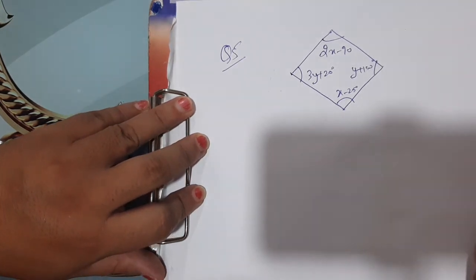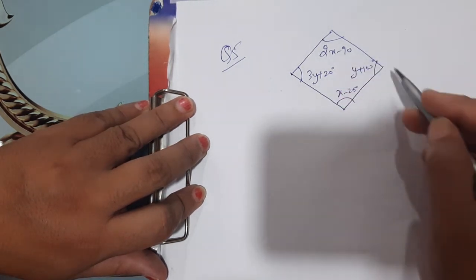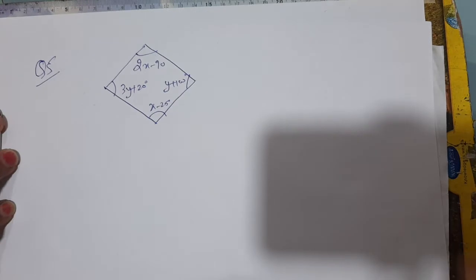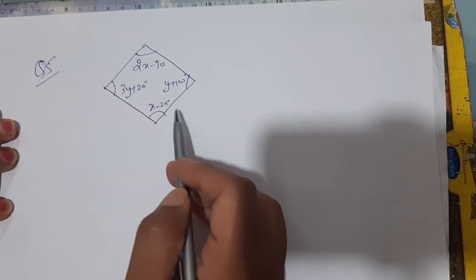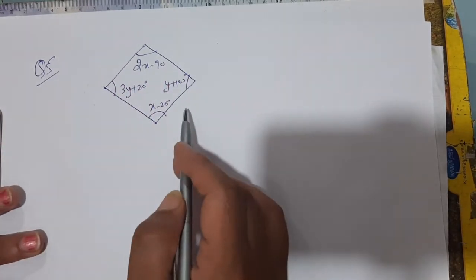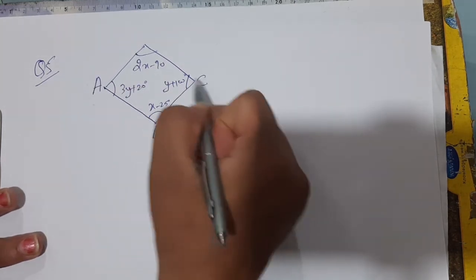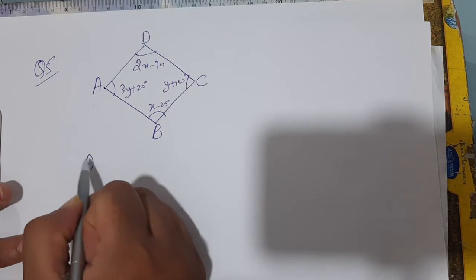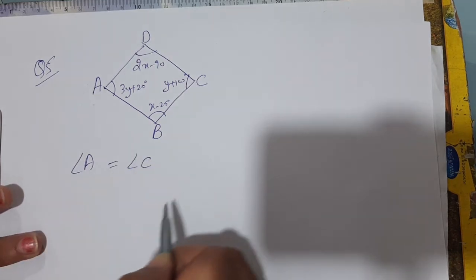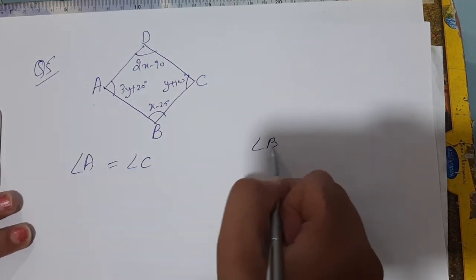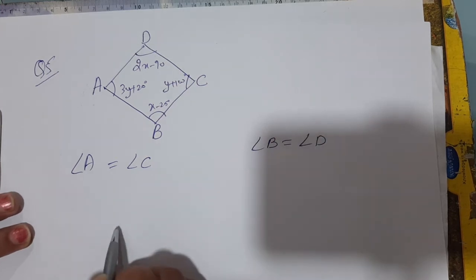Now, he wants you to find these angles, and he is saying that this figure is a rhombus. So, what do you know? If this figure is a rhombus, then what happens in the rhombus? In the rhombus, all the opposite angles are equal. So, the value of angle A will be equal to angle C, and the value of angle B will be equal to angle D.